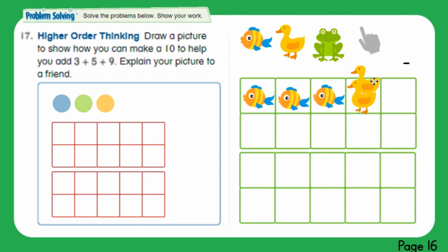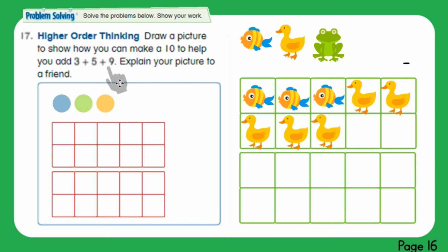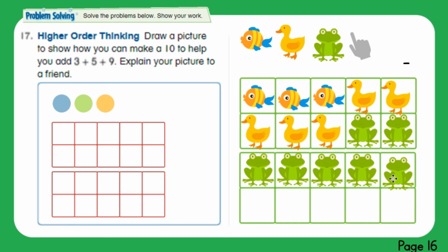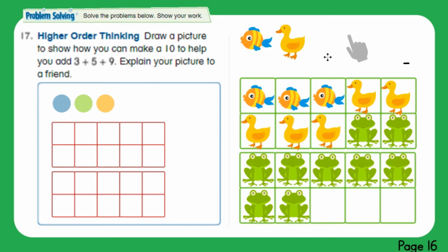I'm going to grab 5 ducks. 1, 2, 3, 4, 5. I'm going to grab 5 ducks in the same 10 frame. Next, I'm going to add 9 more pictures to the same frame, and if they are not enough here, I can add them in the next 10 frame. So I'm going to grab frogs now. 1, 2, 3, 4, 5, 6, 7, 8, 9.